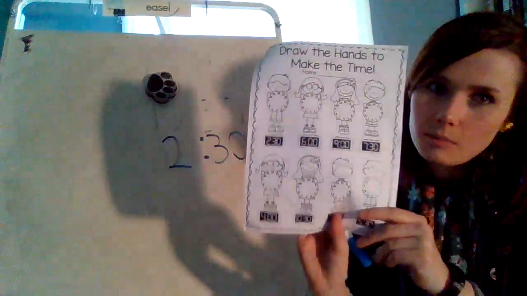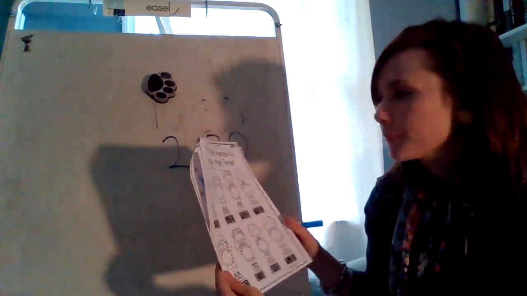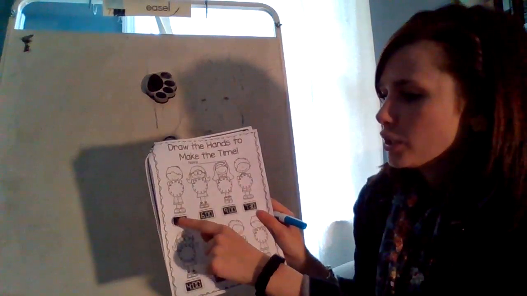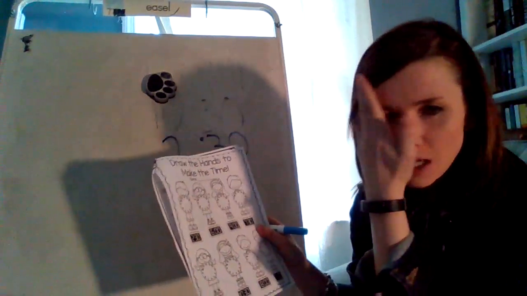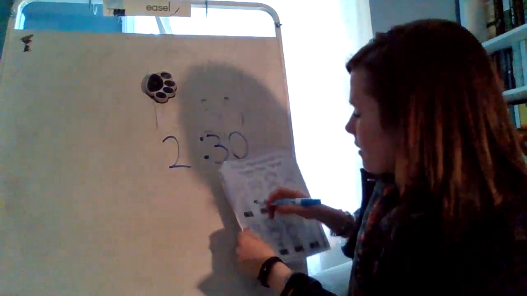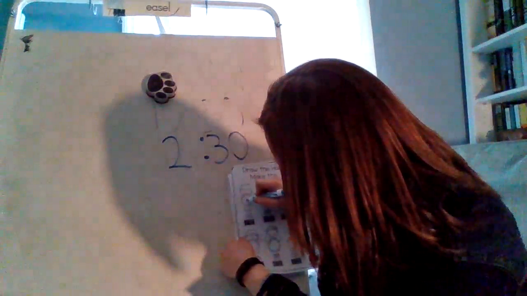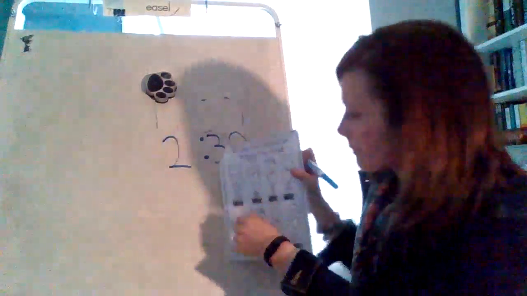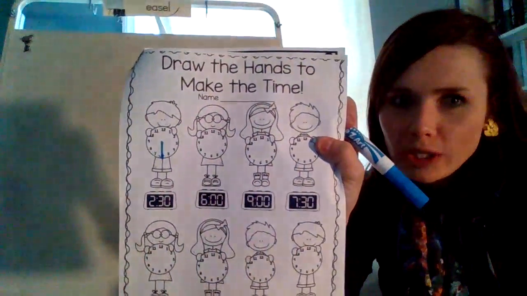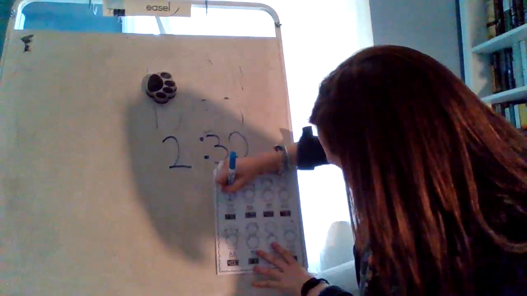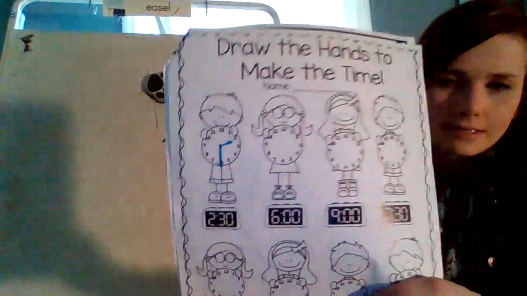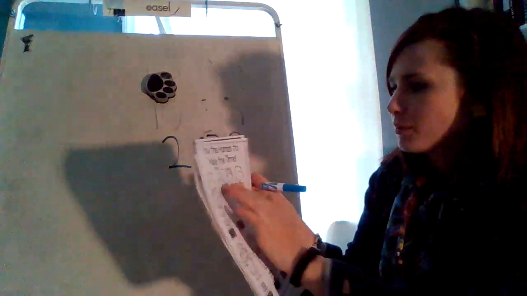This one's a tricky page. Oh, no, I'm sorry. Draw the hands to make the time. All right, so the first one is 2:30. All right, so we know 2:30, that minute hand, that long hand is going to be pointing down at the 6, right? And if it's 2:30, it's going to be in between the 2 and the 3, that hour hand. There you go. Nice.